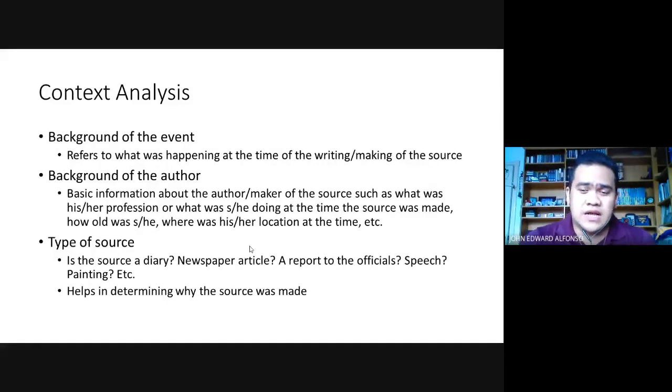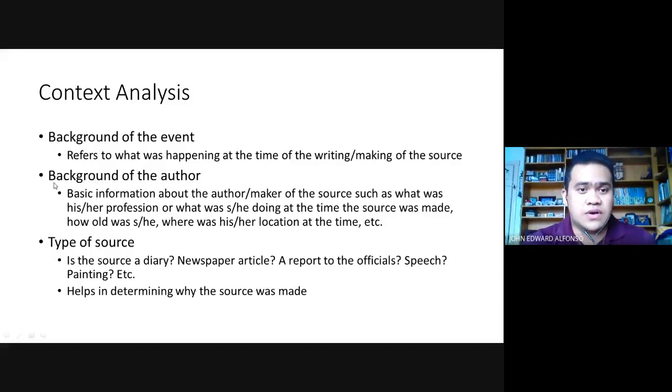So how do we do this? In historical sources, we look at the background of the event. What was happening at the time when the source was made? For example, if the source was made in 1572, what was happening around that time? What were the events ongoing at the time? We need this in order to determine, number one, the motive of the writer, author, or maker of the source. Oftentimes we can see the purpose of the maker of the source if we look at what was happening around the time.